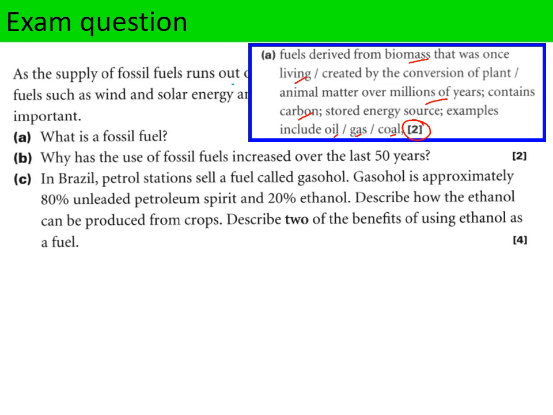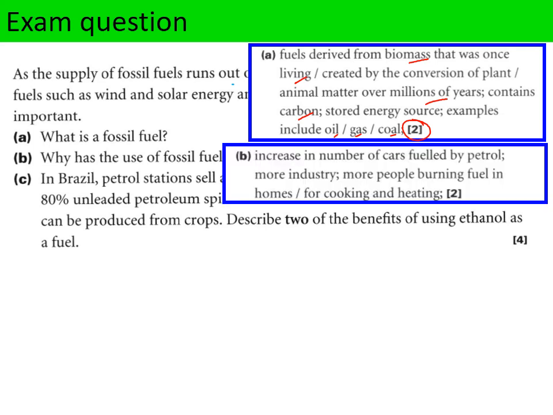Now, the next question, B, says, why has the use of fossil fuels increased over the last 50 years? So we need to think about what the burning of the fossil fuels, the energy that's released, is being used for. So we know, for example, there's an increase in the number of cars on the roads, especially in the last probably 10 or 15 years. And we know they're fueled by petrol, which is a fossil fuel.